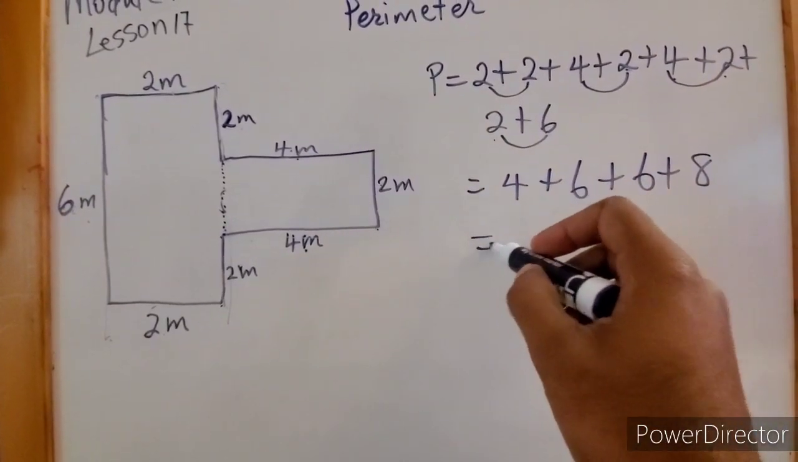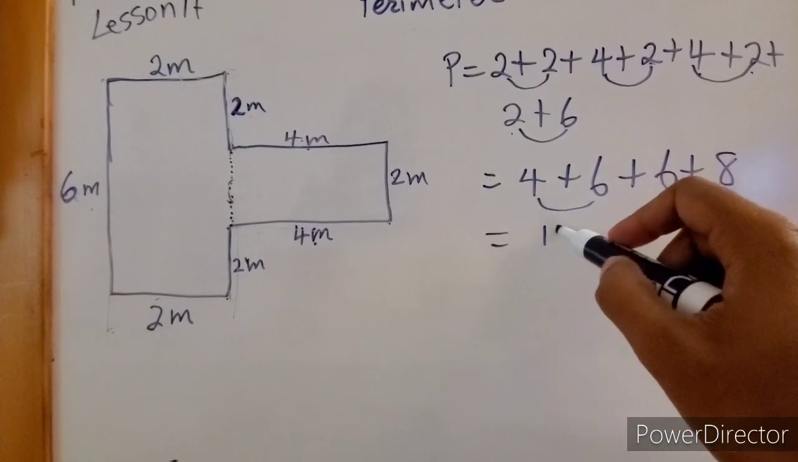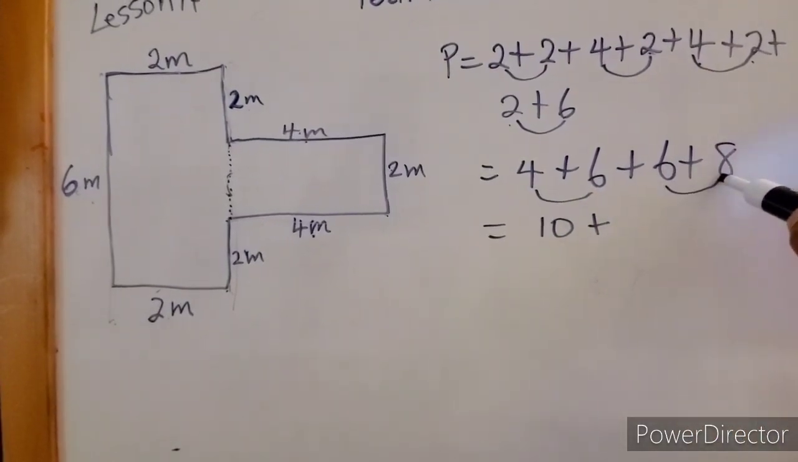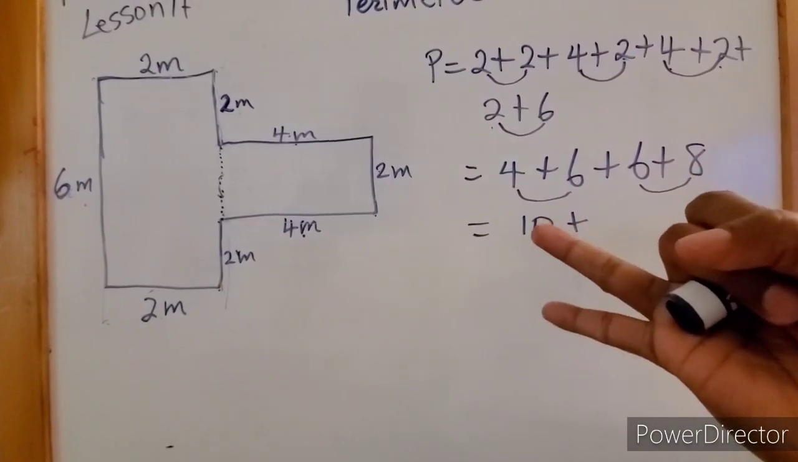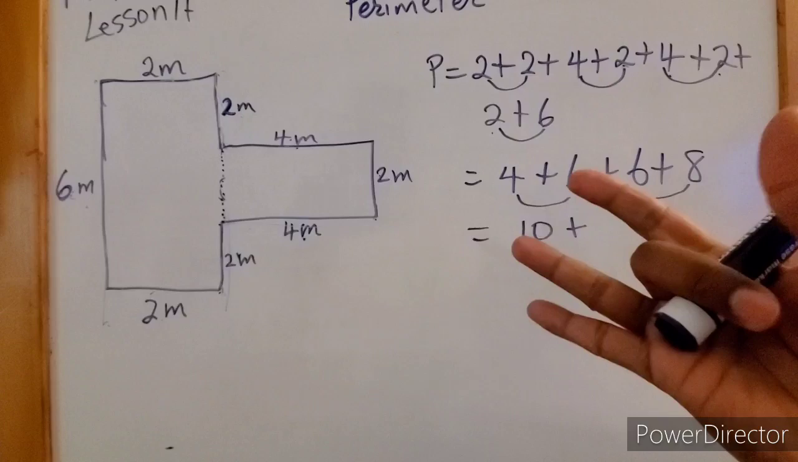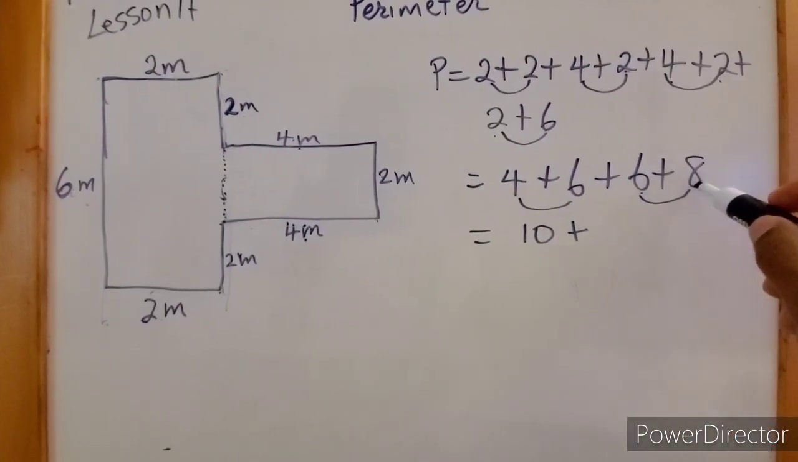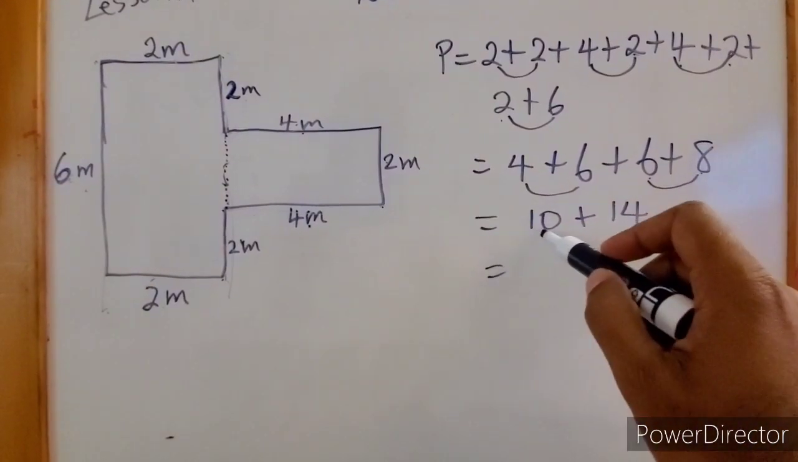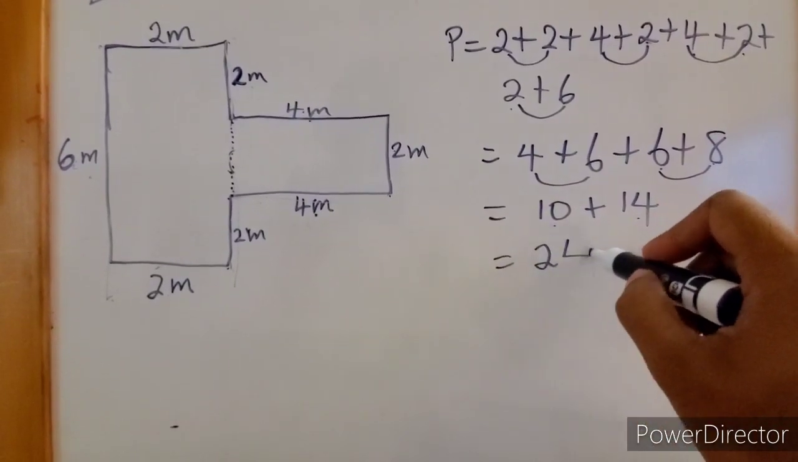And then let's go and refine these even more. 4 plus 6 is 10, plus 6 plus 8. 2 is 10 plus another 4 is 14. So 6 plus 8 is 14. And 10 plus 14 is 24.